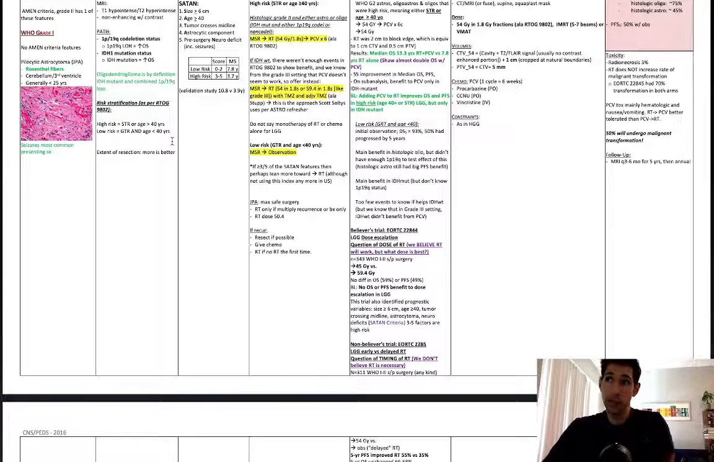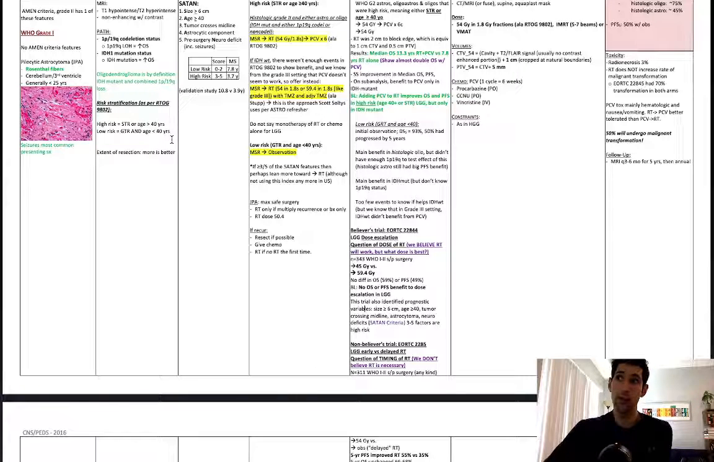Management, high risk, subtotal resection or age greater than or equal to 40 years old. You want maximum safe resection followed by radiation, 54 gray at 1.8 gray per fraction, followed by PCV times 6, which is RTOG 9802. If it's IDH wild type, essentially you're going to approach as you would for GBM. So maximum safe resection followed by radiation, 54 to 59.4 at 1.8 gray per fraction with TMZ and adjuvant TMZ.